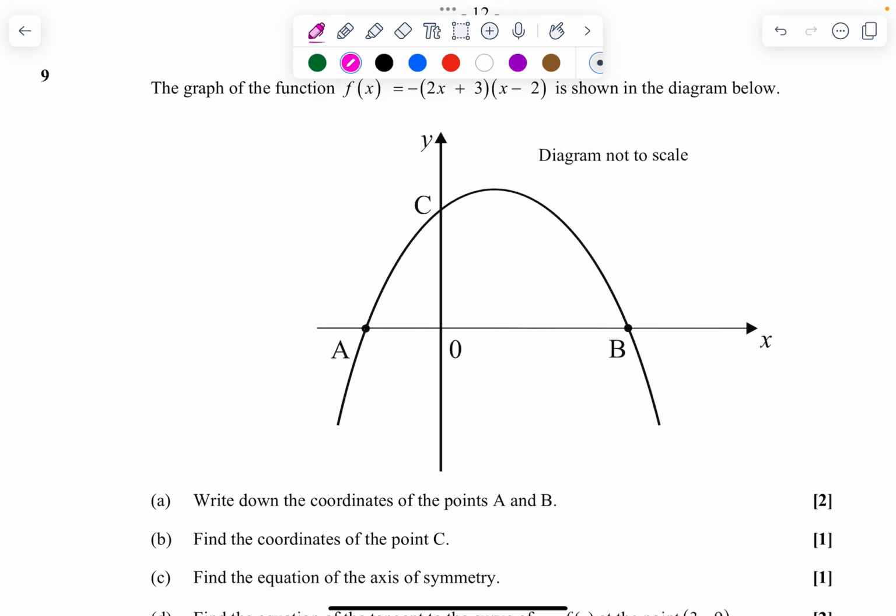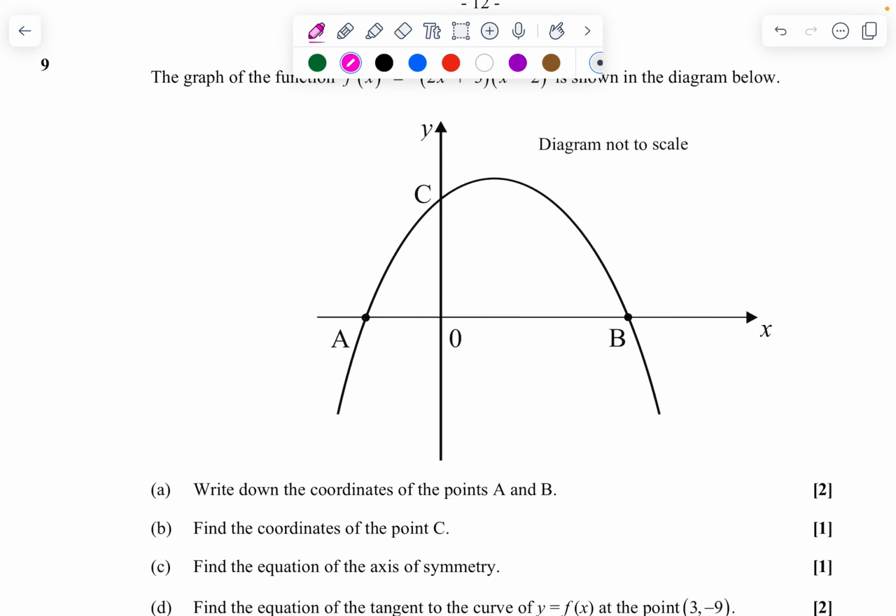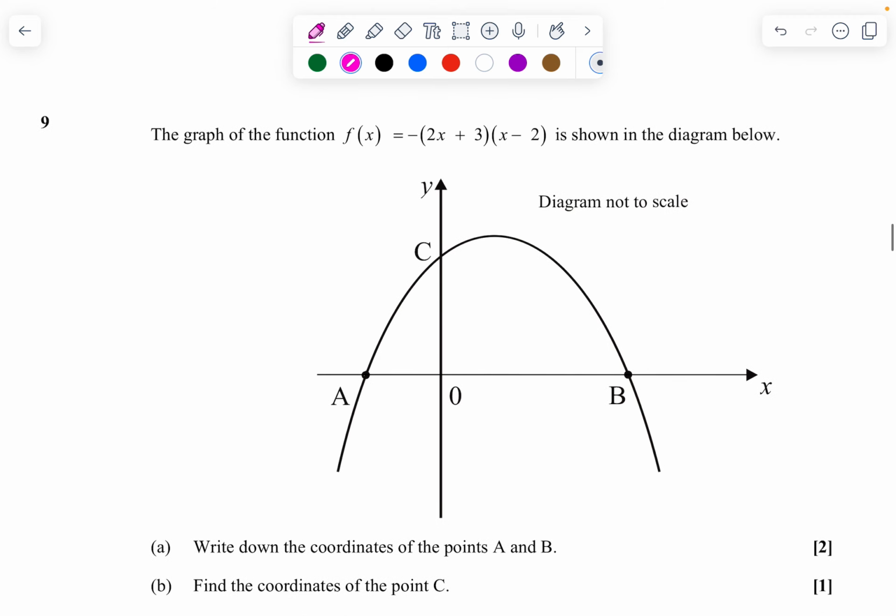Question number 9. The graph of a function is shown in the front. Find the equation of the points of the coordinates A and B. So x minus 2 equals 0, so x equals 2. So this is going to be this point, x equals 2. So the point is (2, 0).